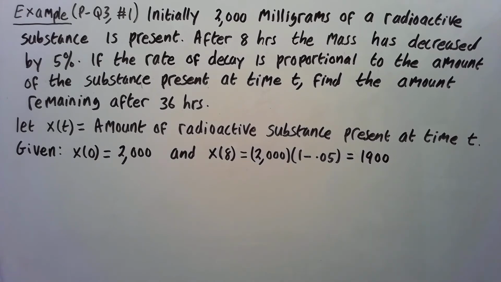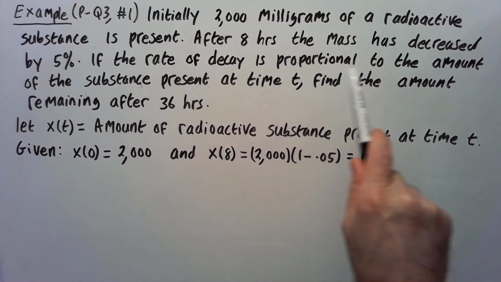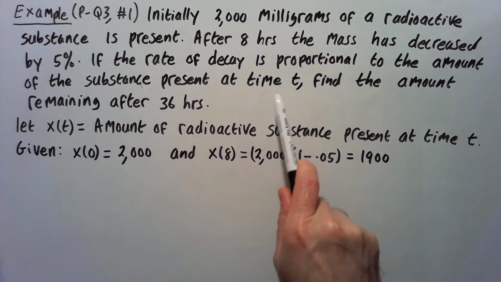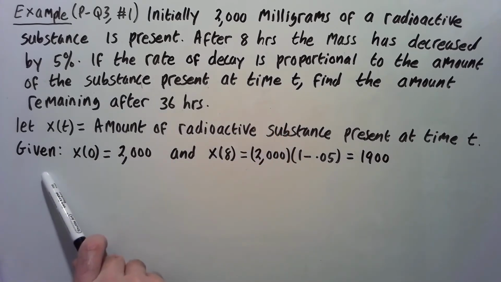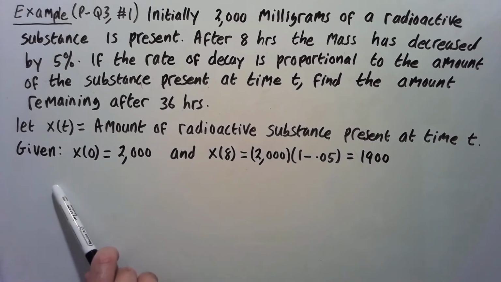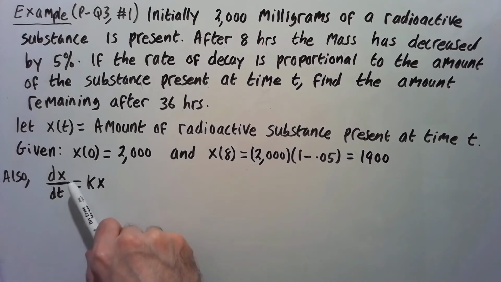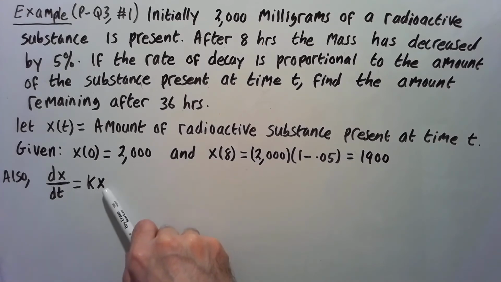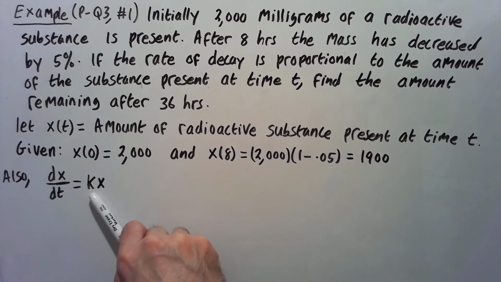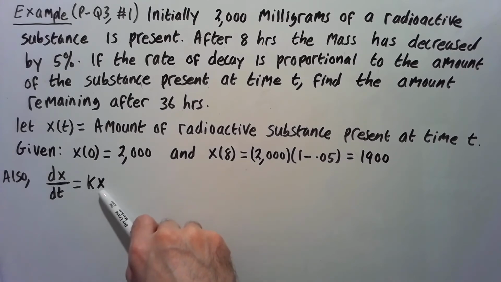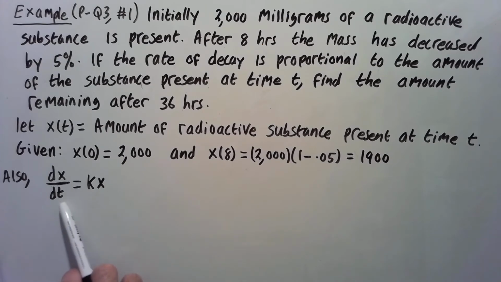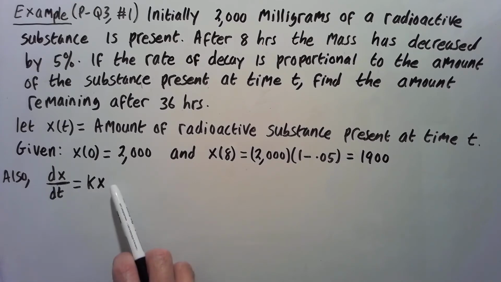Okay, so next thing. It says the rate of decay is proportional to the amount of substance present at time t. So rate of decay would be dx dt, and that would equal some constant times x. So we have dx dt equals k times x. I'm leaving off the x of t here and just writing it as x. And we can notice this is a separable differential equation. So let's get all the dx's and x's on one side and all the dt's on the other side.